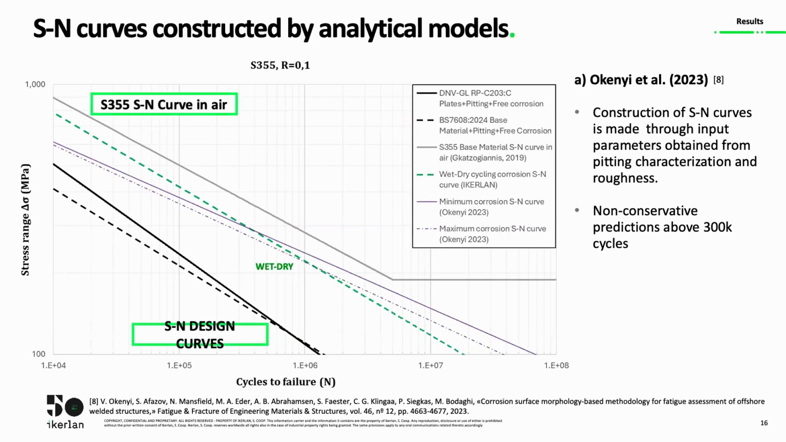In the next slide, I will present the SN curves constructed by means of 3 different analytical models. In the first case, we selected an analytical model proposed in the publication of Kenji, and this method was based on the construction of SN curves through the input parameters obtained from pitting characterization and roughness. In this case, this model is these 2 lines, and we can observe that non-conservative predictions were obtained above 300,000 cycles.